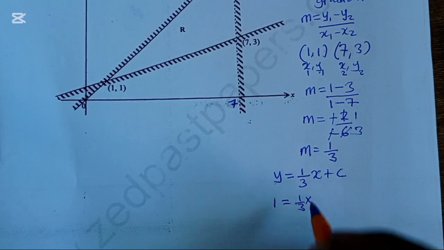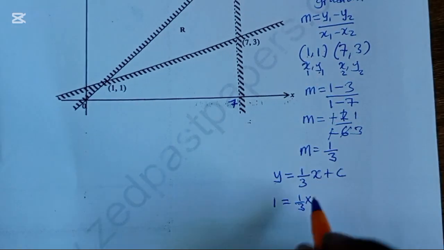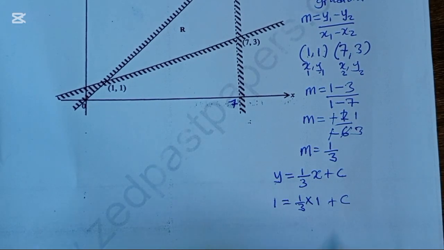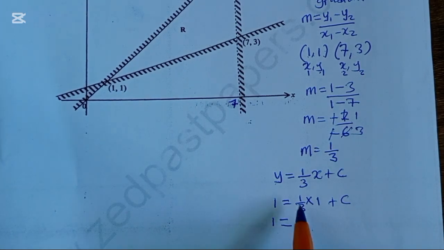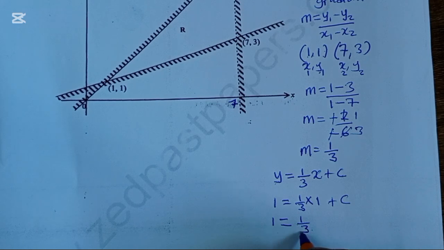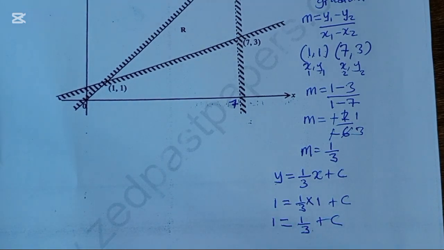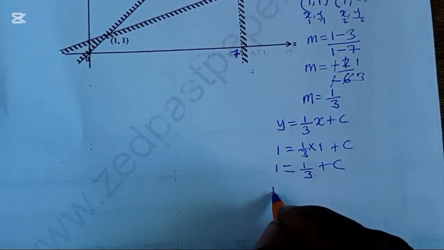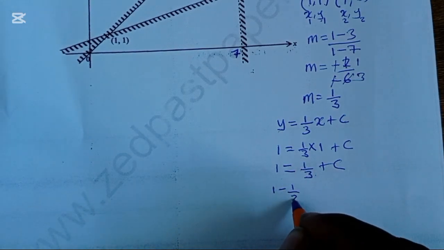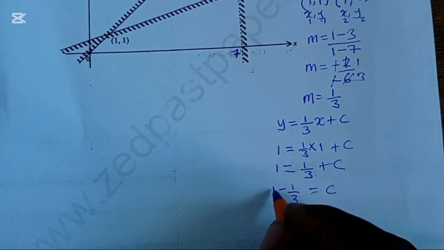Where there is x, I'll put 1 plus c. So 1 is equal to 1 over 3 times 1. It is 1 over 3 plus c. So I'll just collect the like terms. So 1 over 3 goes to this side. It will be 1 over 3 is equal to c.